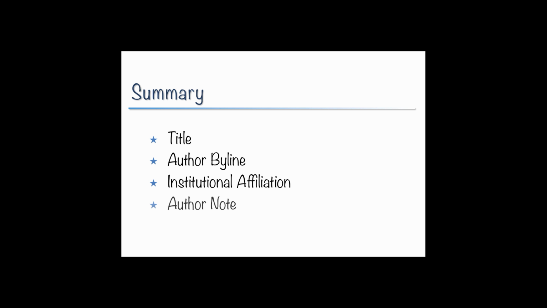So to review, in this tutorial, you learned how to format your title page. You included your title, author byline, and institutional affiliation in the top half or third of the page. Then you formatted your author note, which consists of 2 to 4 paragraphs at the bottom of the page.